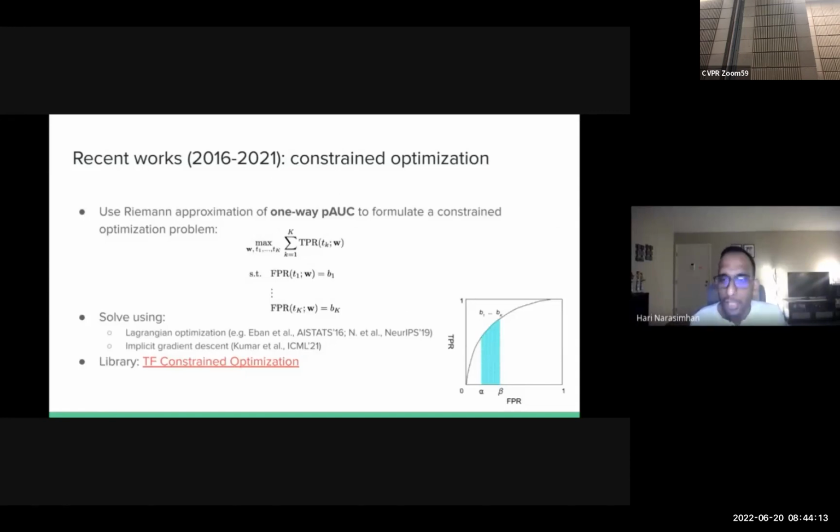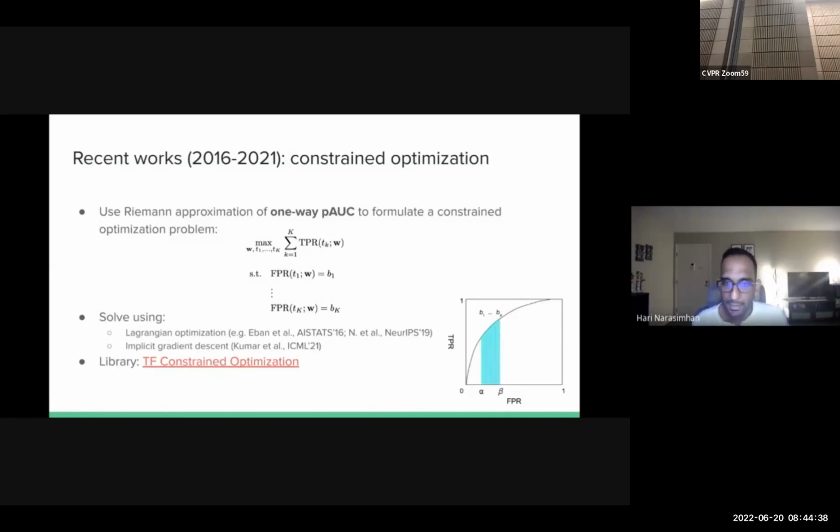divide the range of false positive rates that one is interested in into a number of bins and associate a threshold with each bin. One then formulates a constrained optimization problem where each of these thresholds is constrained to satisfy the respective false positive rates. And the objective is to maximize the sum of the true positive rates at these thresholds.